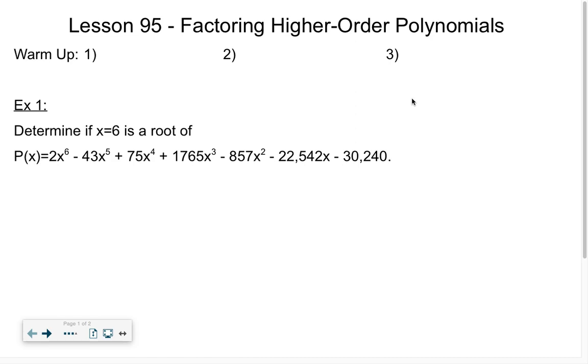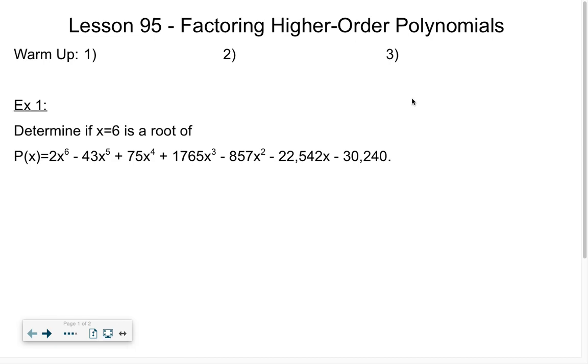What can we do to check? First thing we could do is we could take 6 and plug it in for every x and see if we get 0, right? But that's a lot of numbers to punch into our calculator. Might have that trivial mistake. What's another method we can use?